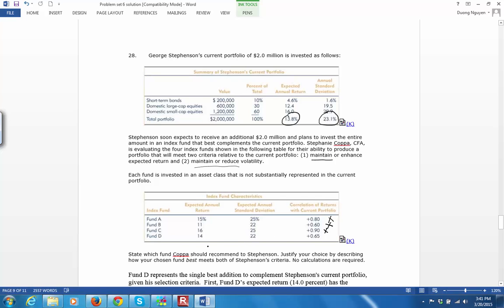Now finally you have D, 14 combined with 13.8, so you have a portfolio that will have a return better than 13.8. Standard deviation 22 combined with 23.1 will give you a portfolio that has a standard deviation smaller than 23.1. So D is a good thing. D satisfies both requirements: maintain or enhance your return and reduce your volatility. So your recommendation is to choose fund D to combine with your portfolio.